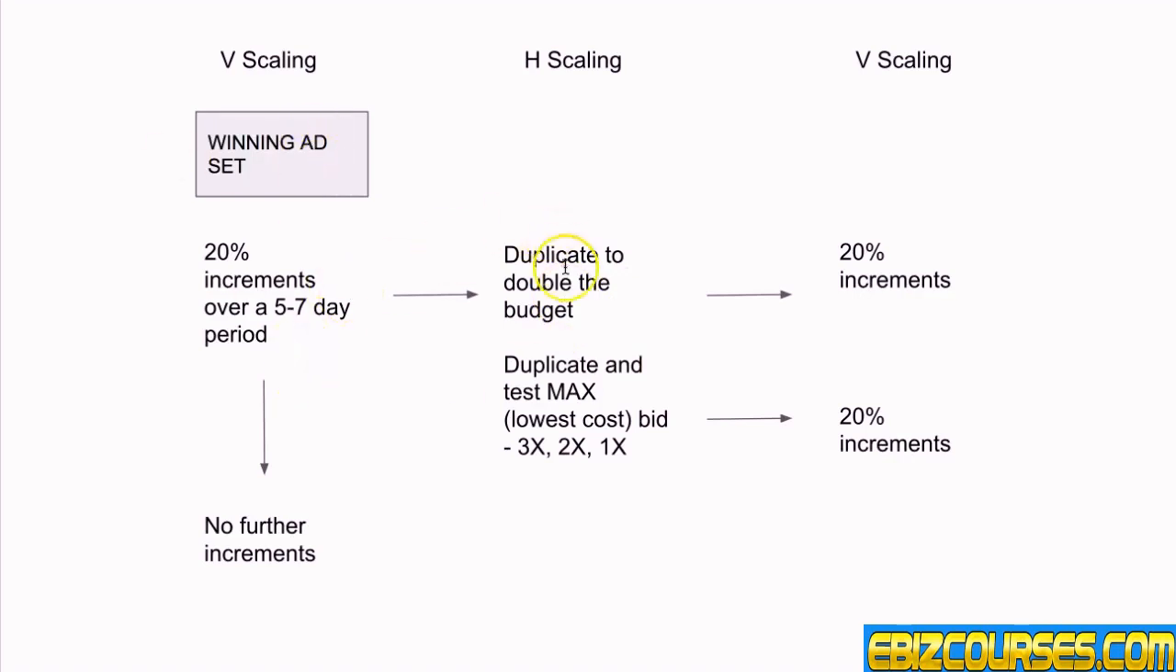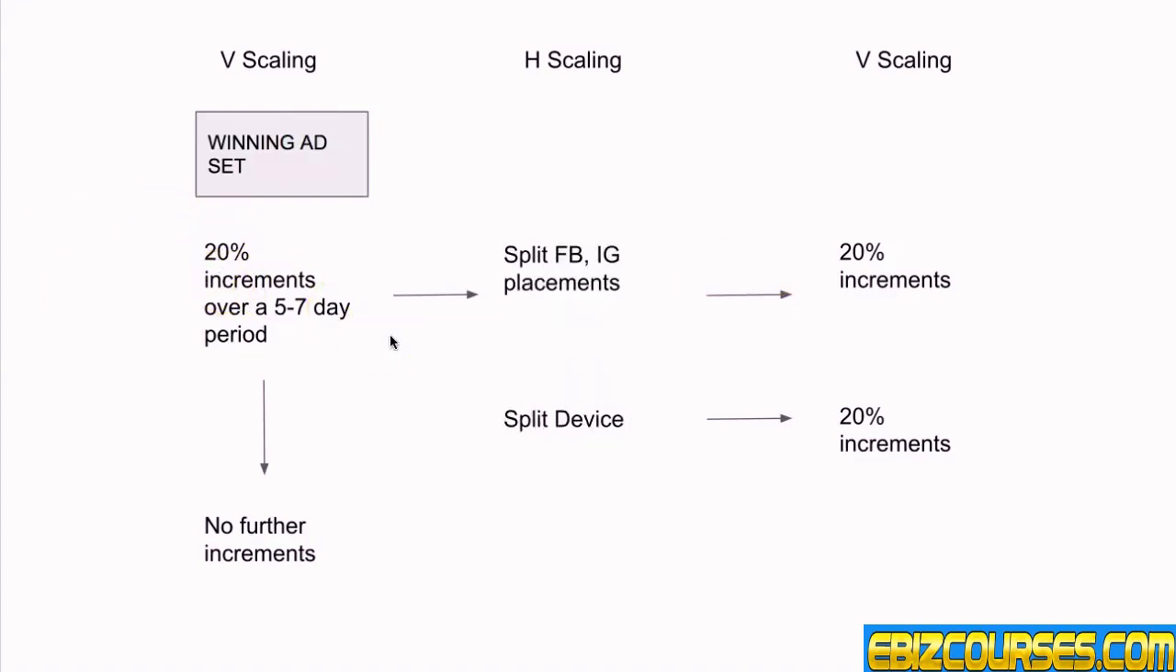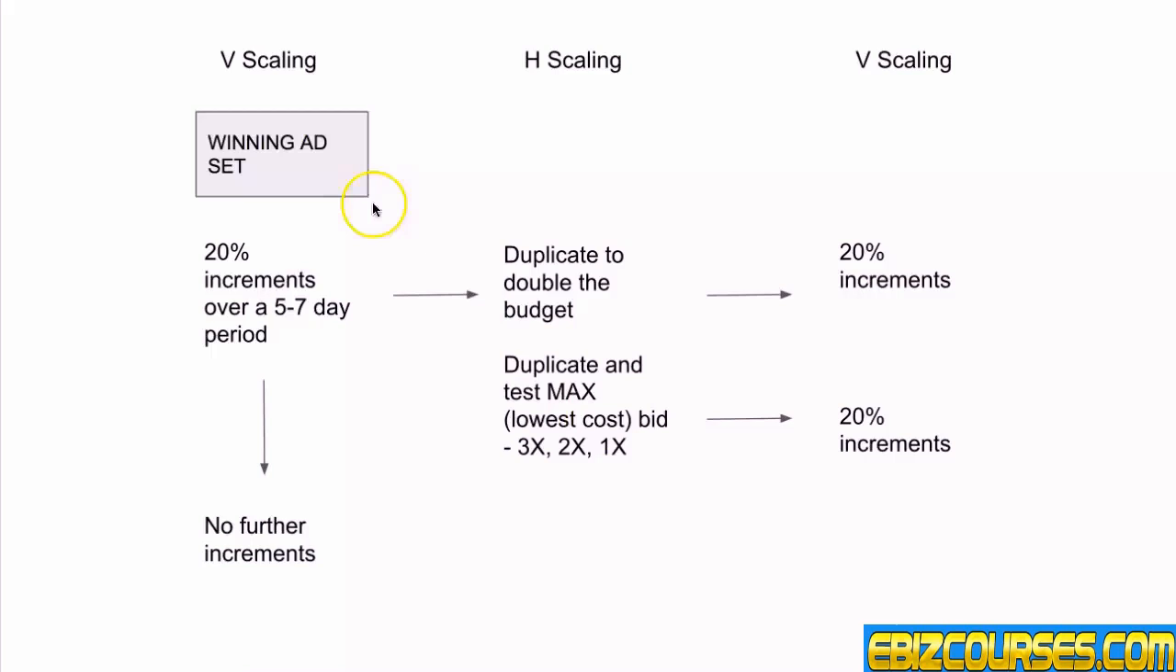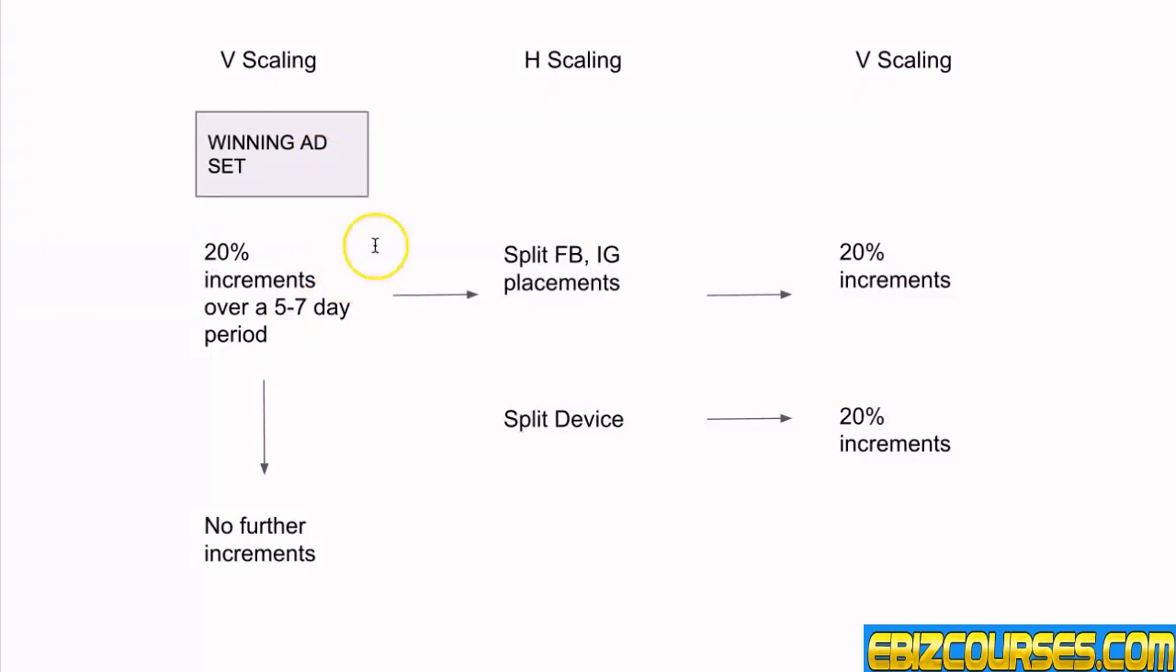Once we've done the vertical, we've done the horizontal, we've done the vertical again, you can go back into the same format as well. So now let's say we have our winning ad set of the vertical. We have confidence it's working again. Using the previous example, let's say we have a max bid, 3x the max bid, and we know it's working well. At this stage, think about another horizontal scaling opportunity. It could be splitting out placements, splitting out devices, or simply duplicating exactly the same ad set again and switching up the creative.